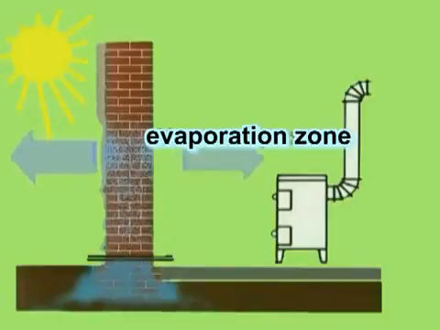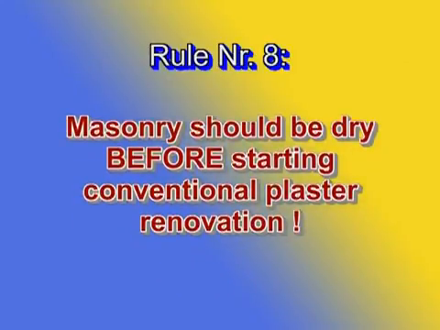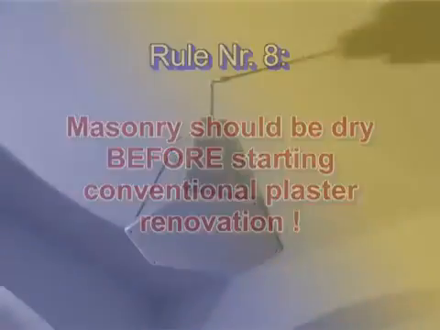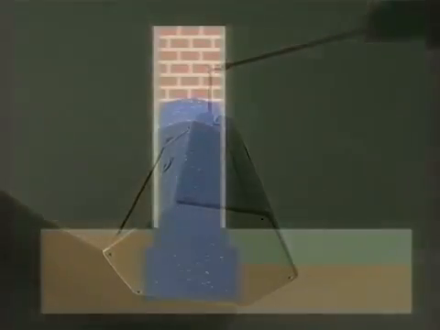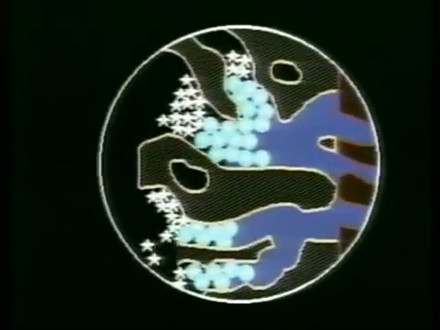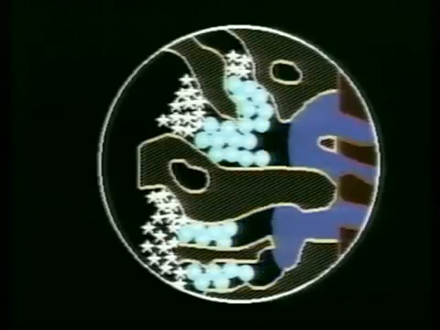Masonry moisture needs to evaporate completely through both sides of the wall. Rule number 8. Masonry should be dry before starting conventional plaster renovation. This is not the case when the Aquapol method is used. Only the upper part of masonry moisture evaporates. The much greater part moves downward into the porous capillary system of the wall. This reduces the drying out time by half.